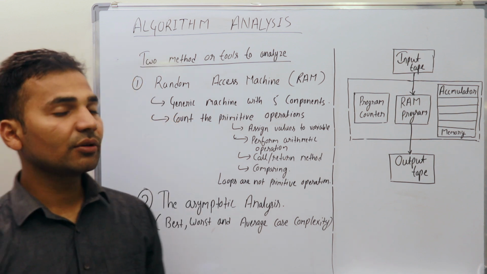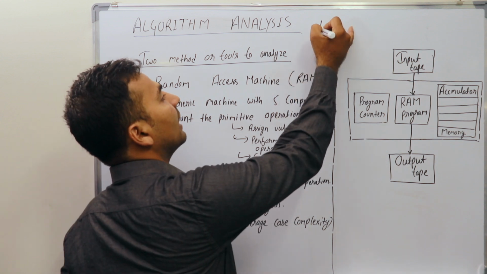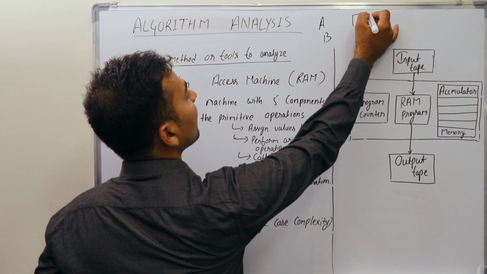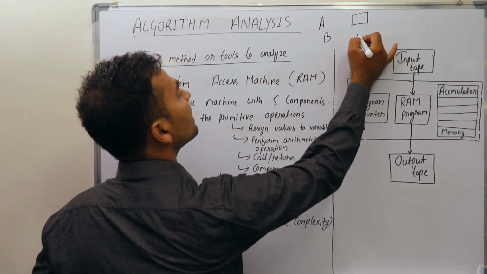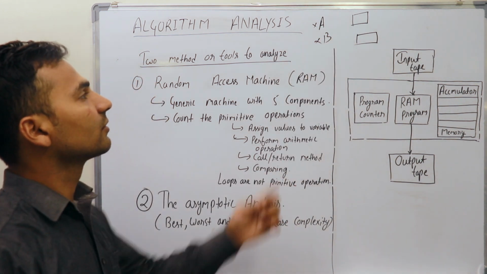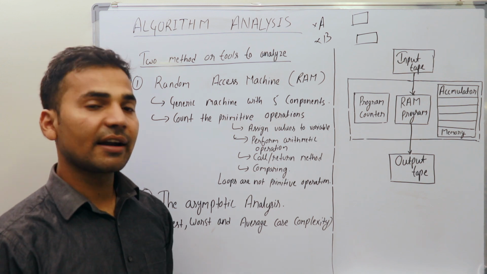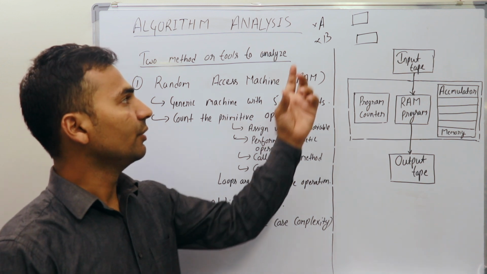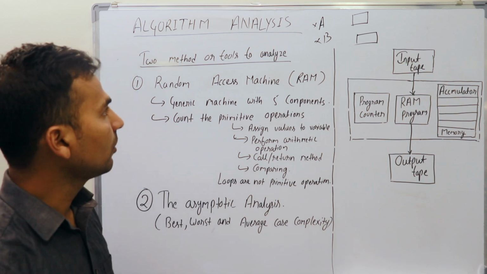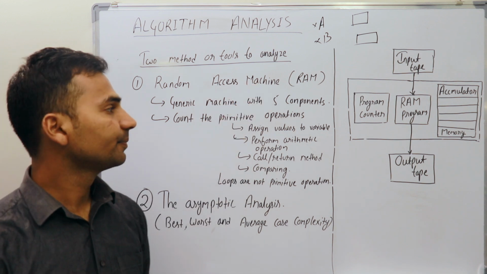So what is a random access machine, and why do we need it? Let us say we want to compare algorithm A and algorithm B. If I run algorithm A on a machine with a faster processor and algorithm B on a machine with a slower processor, then I cannot compare these algorithms. So we need a standard or generic machine in which we can implement both algorithms and compare them. This generic machine is called a random access machine.